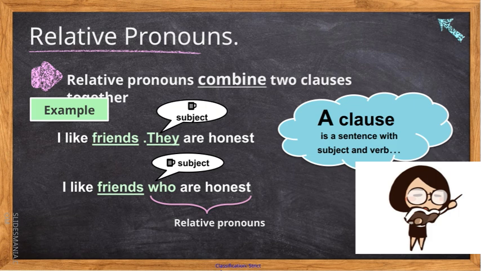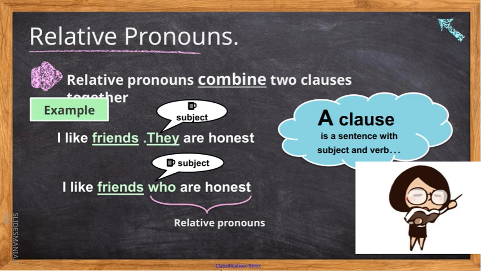For example, when I say, I like friends who are honest, the word who is a relative pronoun. It introduces the clause who are honest, giving us more information about the friends I like. Another way to see it is, I like friends, they are honest. Here, the second sentence emphasizes that honesty, but by using the relative pronoun who, we can combine these ideas into one sentence, making it more concise and connected.